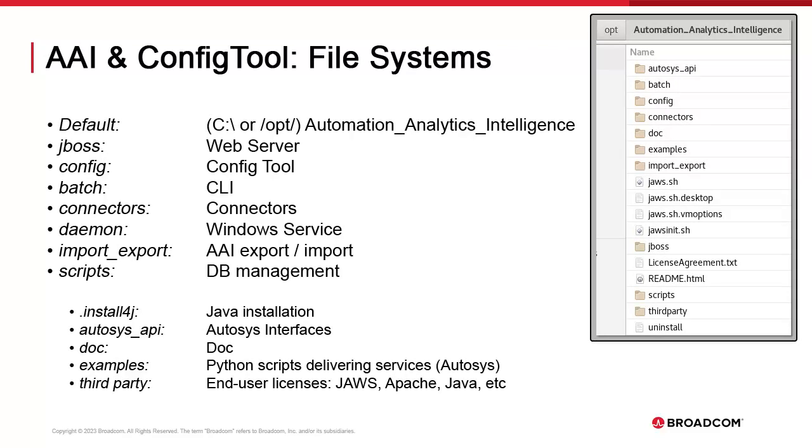Let's start with AAI and its file system. This includes the config tool. When you install with the default settings, the Automation Analytics Intelligence directory is created under the C drive or in /opt. We start with the JBoss directory. This is the web server file system, which contains all the executables, libraries, and configuration files to operate, as well as the AAI web apps WAR and EAR files that get deployed at installation.